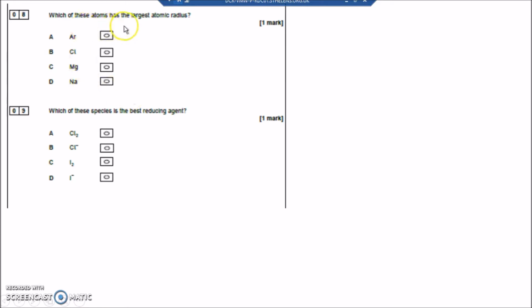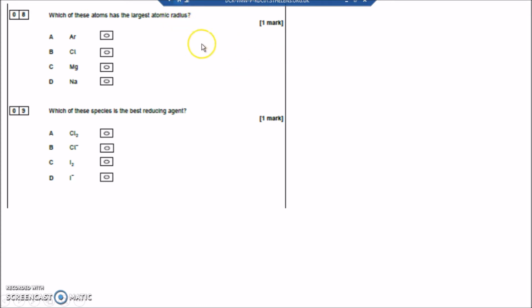Question 8 and 9. Which of these atoms has the largest atomic radius? Well, they're all atoms in period 3, so as you go across period 3 you've got sodium, then magnesium, and then further across you come to chlorine and argon. So they've all got the same number of electron shells. As you go across the period from left to right, from sodium to magnesium, then to chlorine, then to argon, they're getting more and more protons. So as they get more and more protons, they're getting more and more nuclear attraction, they're getting smaller.